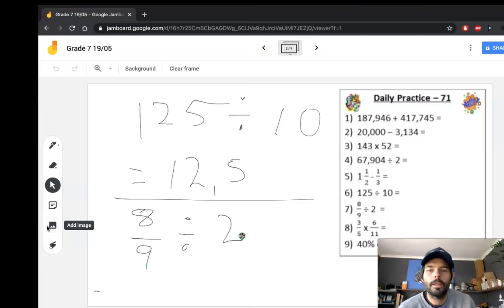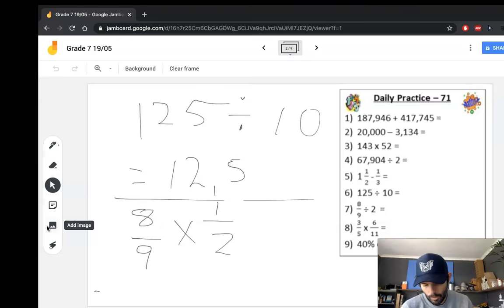So we know that the 2 can also be written as 2 over 1. So we've got 2 fractions. Okay, and recall that the rule for division of fractions is the division sign changes to multiply, and the fraction after the division sign gets inverted, so that becomes 1 over 2.